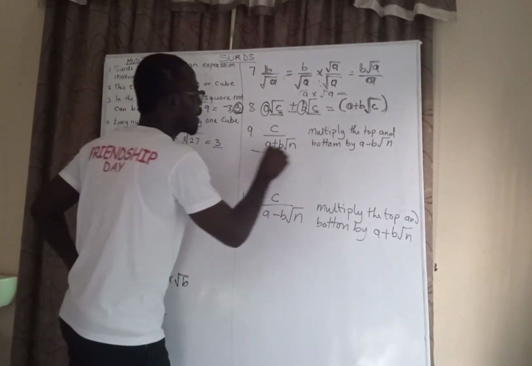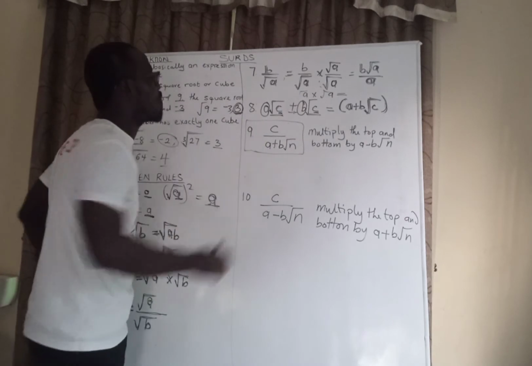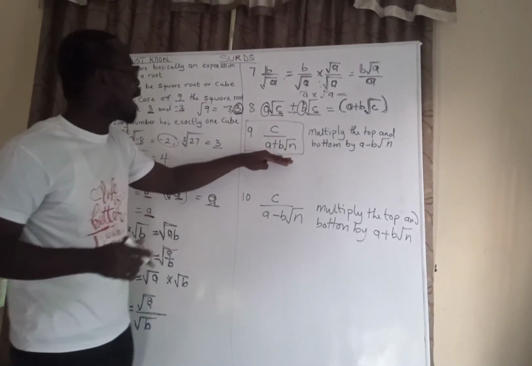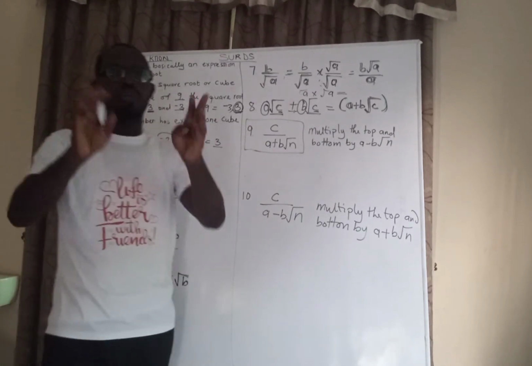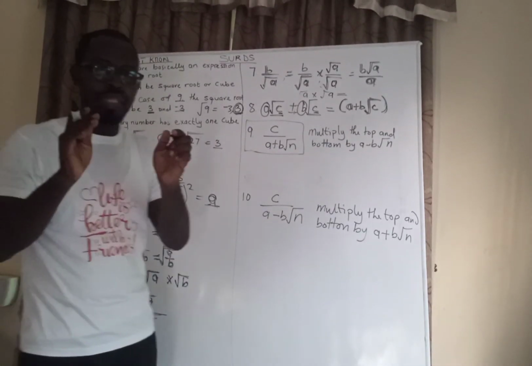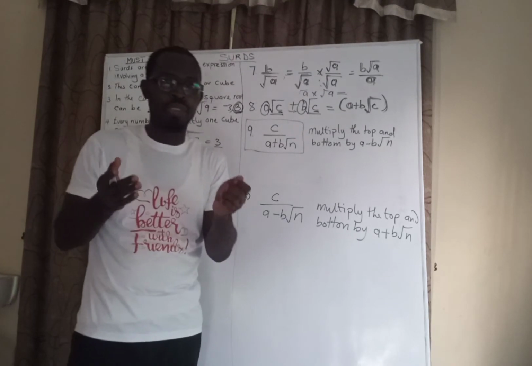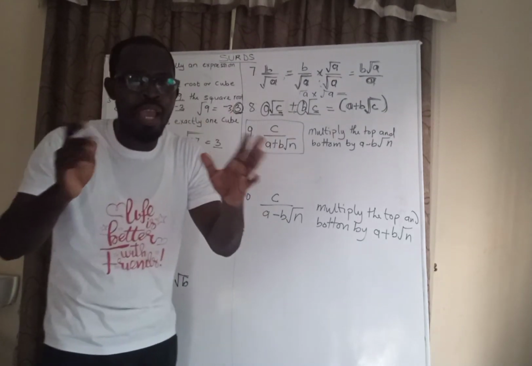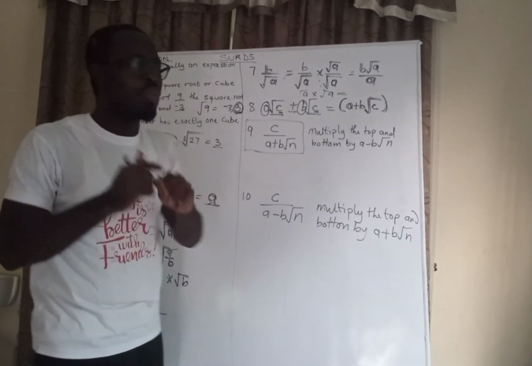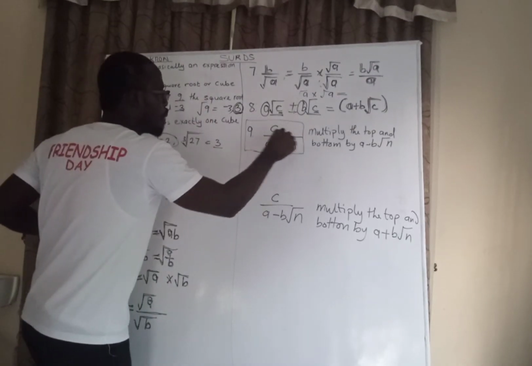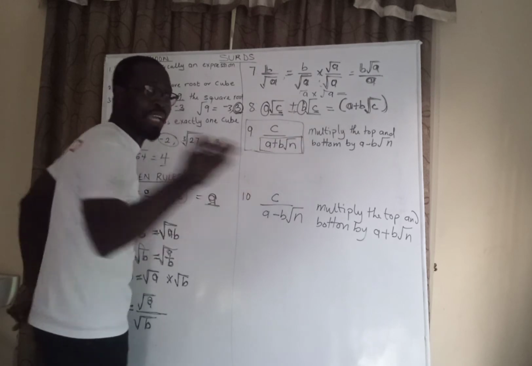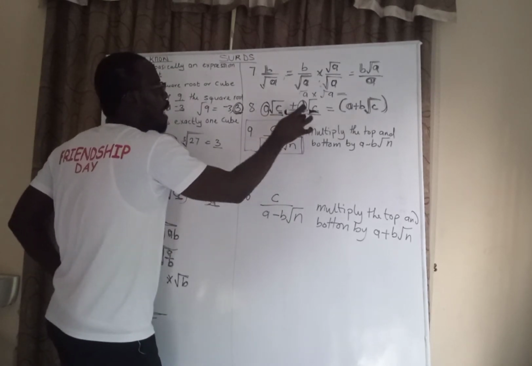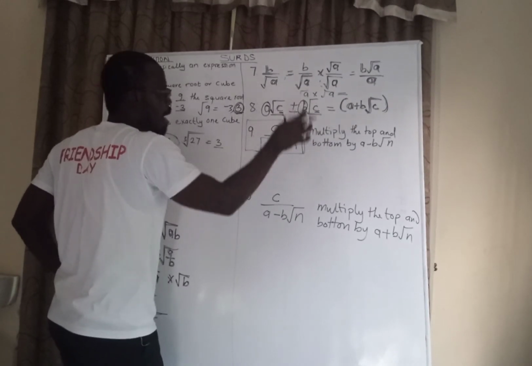Whenever you are given an expression like this, or whenever you are solving a set problem and you meet an expression like this, don't be frightened, don't be shaken, don't say I can't do it, don't say I am stuck, don't say I don't have any idea about it. The first thing you have to do is pick this denominator, pick this number, and use it to multiply both the upper one and then the lower one.